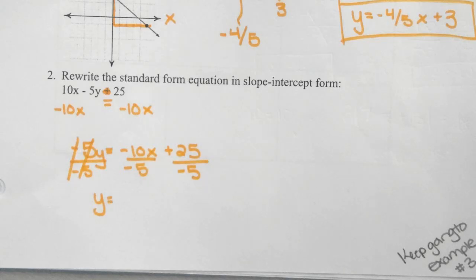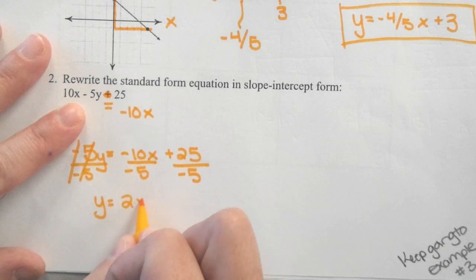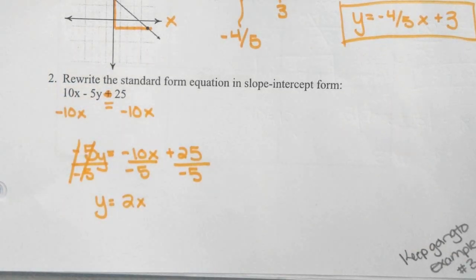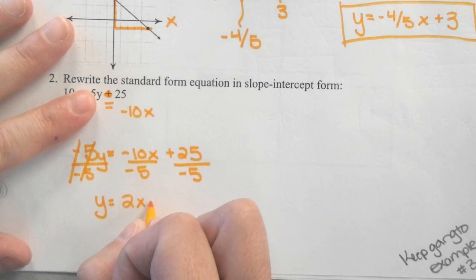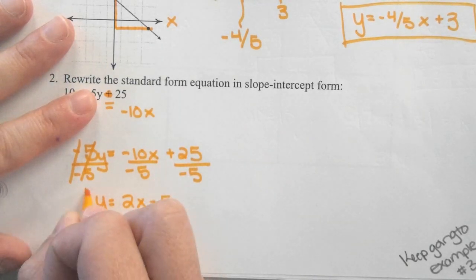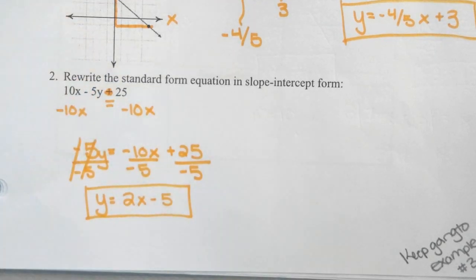Negative 10 divided by negative 5 leaves me with what? 2. And it's positive, right? Because it was a negative divided by a negative. And then 25 divided by positive 5? Negative 5. And there's my equation. So my slope is 2. I'd be going up 2 over 1, up 2 over 1 if I was graphing, and my y-intercept would be at negative 5.